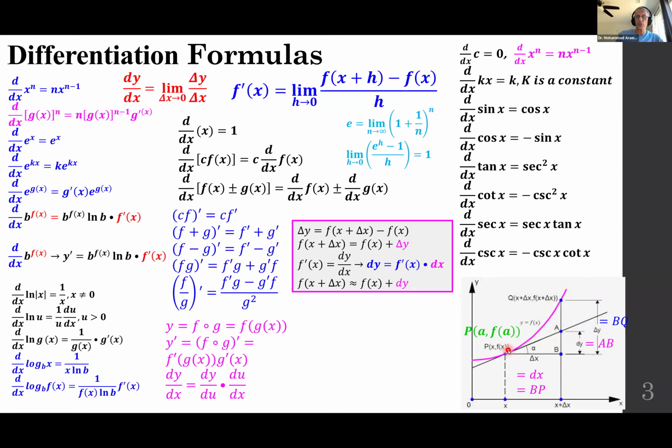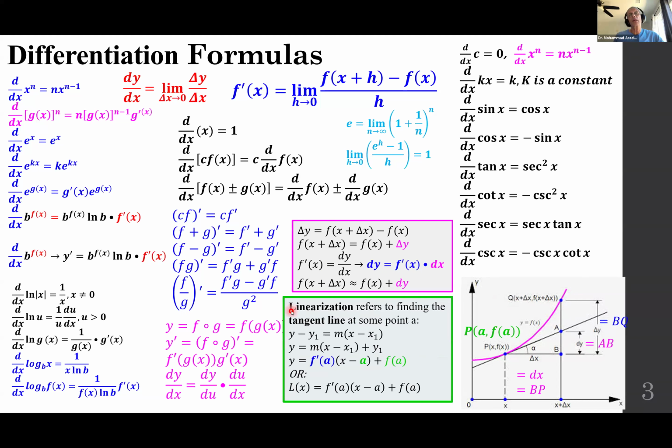Also, if you use the point a comma f of a and write the tangent line, it is known as linearization, everybody. So linearization refers to simply finding the equation of a tangent.